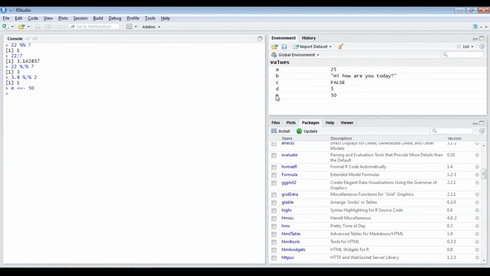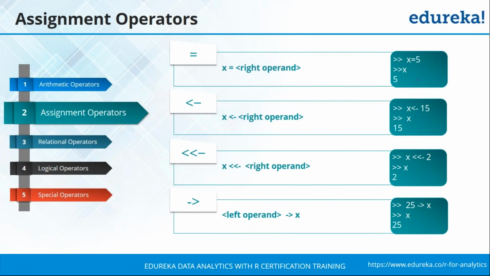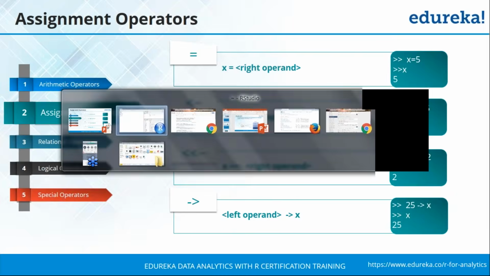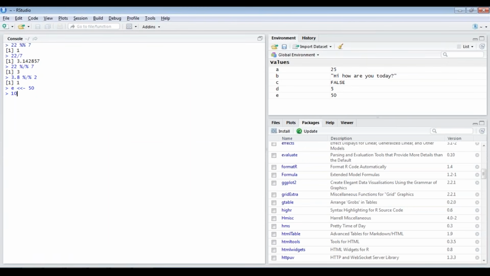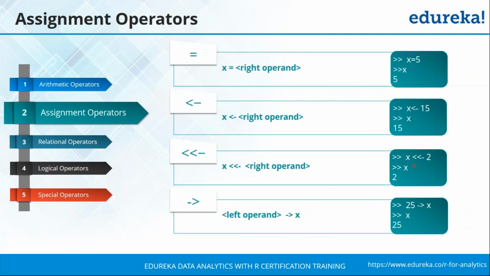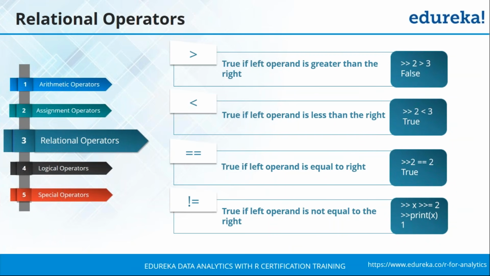Again, same result. A new value has been entered into my environment. You can see E is of type numeric, which is taking again 48 bytes, and the value is 50 here. Now the same process can be followed for assignment to the right hand as well. Let's say 100 hyphen greater than the variable f. So f has been added to my variable list with the value of 100. Okay, so this is how you work around with assignment operators. The next set of operators are relational operators.